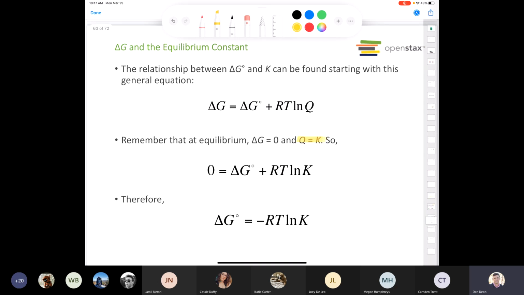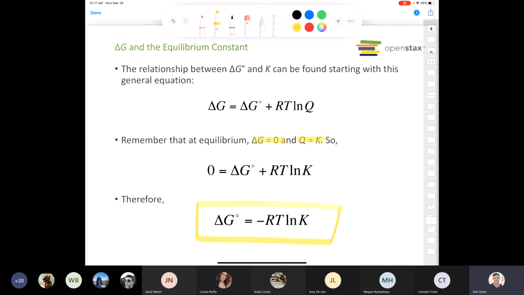When Q is equal to K, so when you can change this to a K, that's when delta G of the reaction is equal to 0. So what would happen if we plugged in a 0 here when we plugged in a K here? You get this formula, which we can solve for the standard free energy change of the reaction. That means the standard free energy change of the reaction is going to be equal to the negative R times T times the natural logarithm of K.